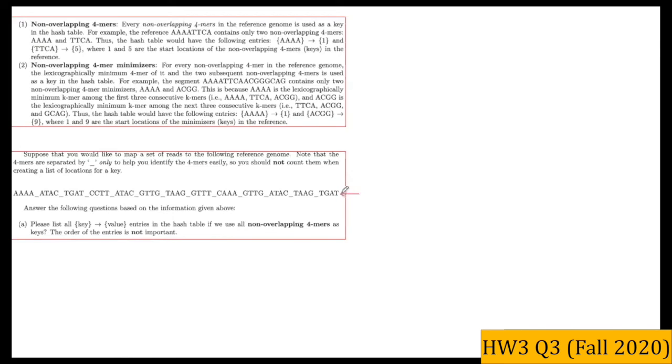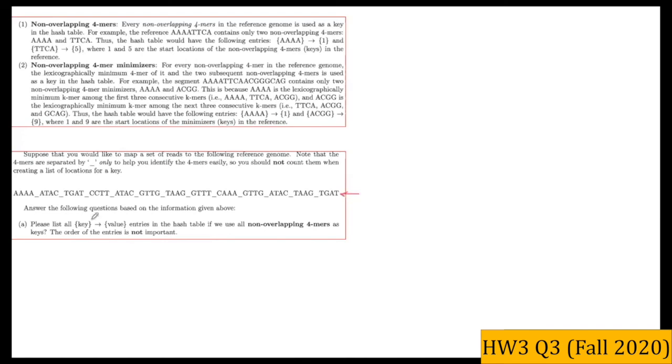So this is the reference genome. And note that we already separated it by underscores so that you already know where the k-mers are, such that we save your time and you don't make mistakes while you count every 4 characters. So answer the following question based on the information given above.